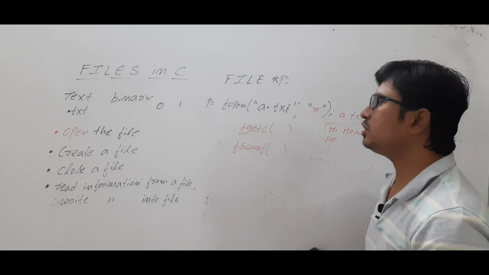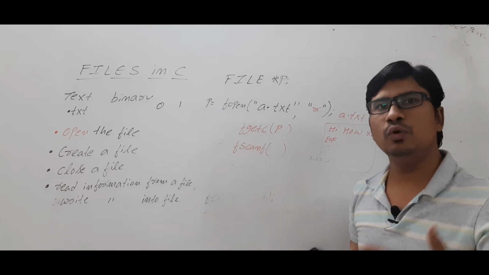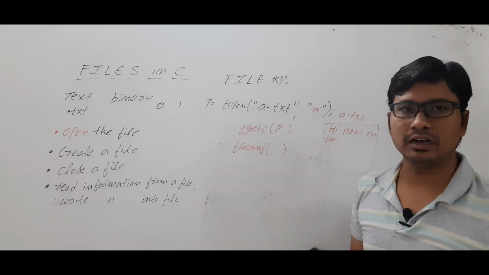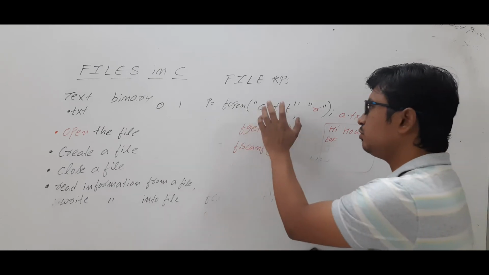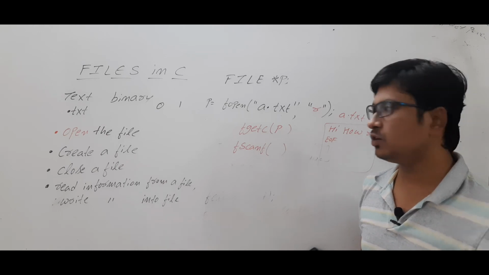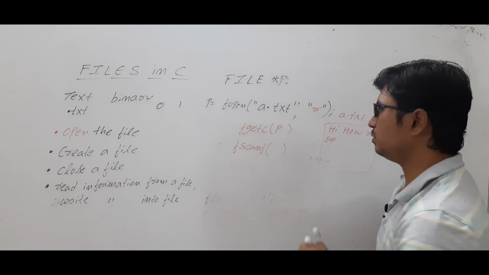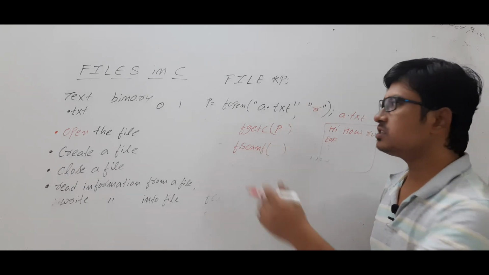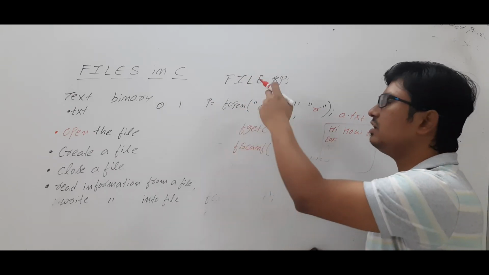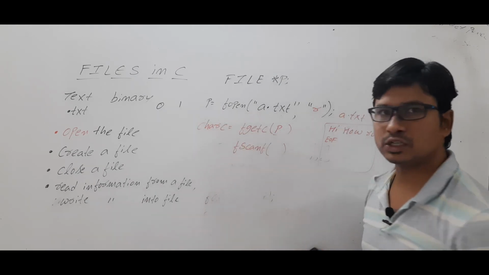Here you need to specify the file pointer, because you have to specify from which file you want to read the character. So in fgetc, you should not specify the name of the file. Remember, the name of the file is specified only in the fopen function. For any other operation, you have to use the file pointer which is pointing to the file. So if I specify p, the file pointer, it will read character by character from the file it is pointing to. You can declare a character variable and store it.